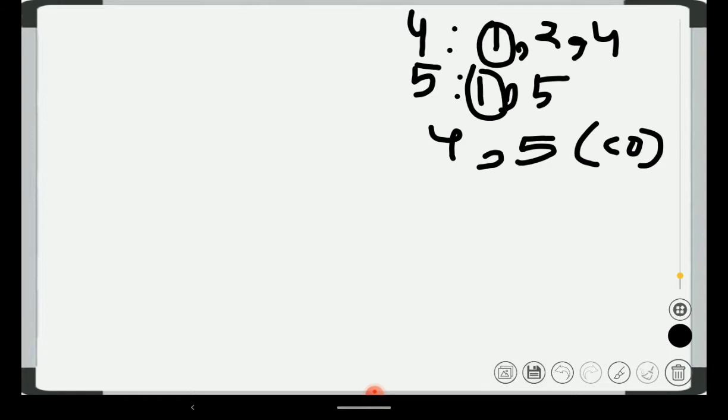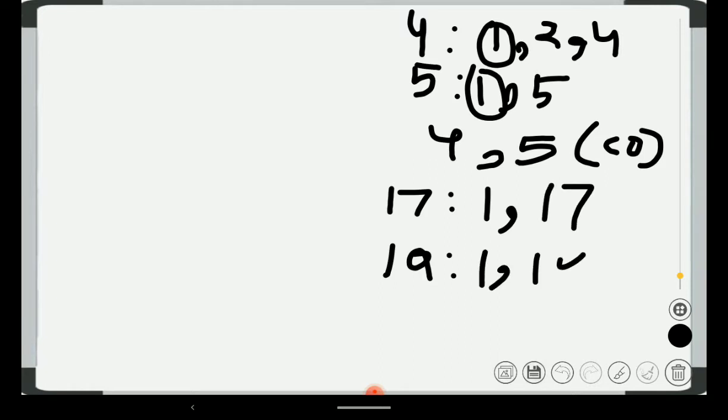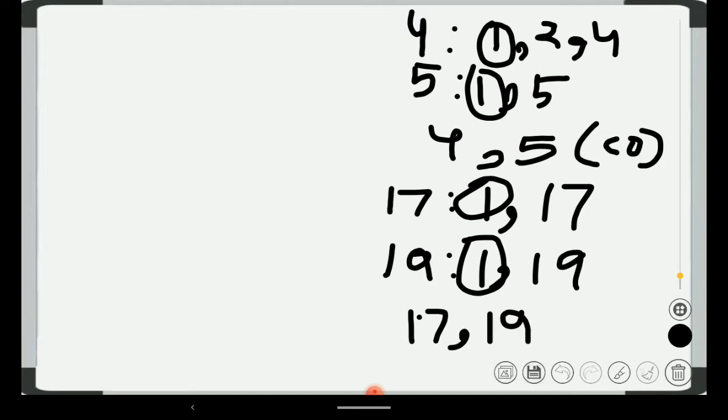Let's see the next example. I have taken 17 and 19. The factors of 17 are 1 and 17, and the factors of 19 are 1 and 19. So as you can see, the common factor is 1. So 17 and 19 are coprimes.